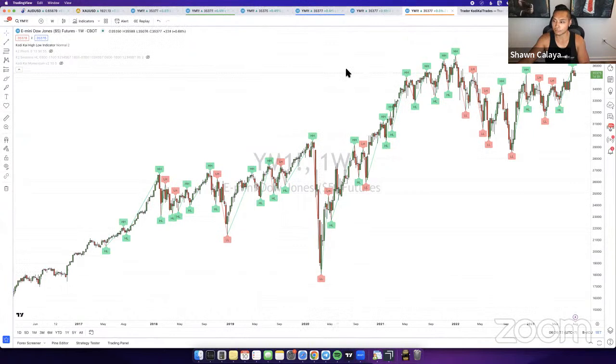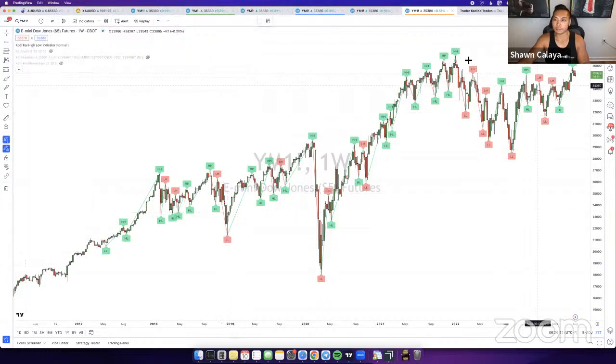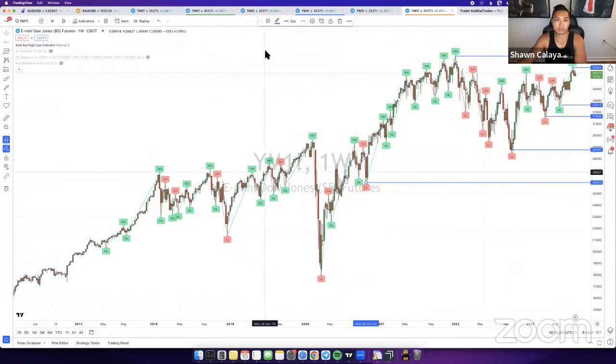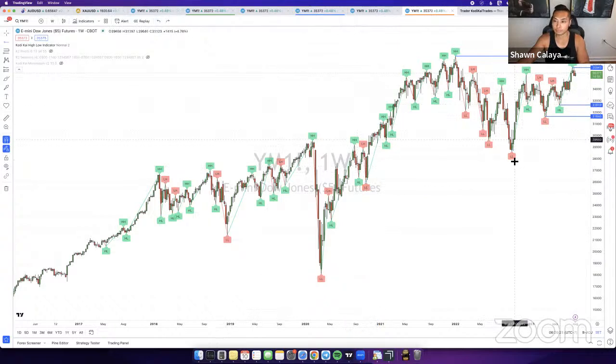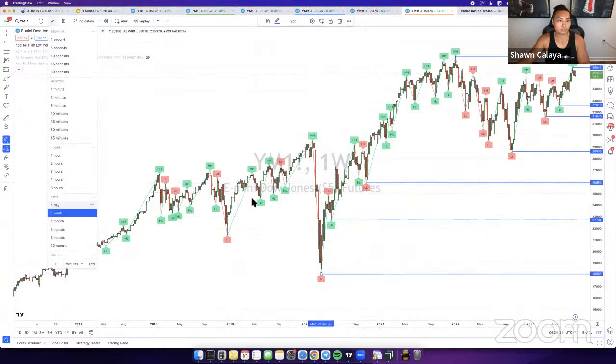I'm going to start over here on the weekly time frames, and then we'll go down to the lower time frames. We got one right here, change this color to blue. One right there, there. Oops, let me go back. There. Go down to the daily.